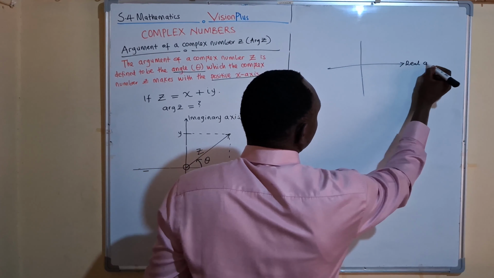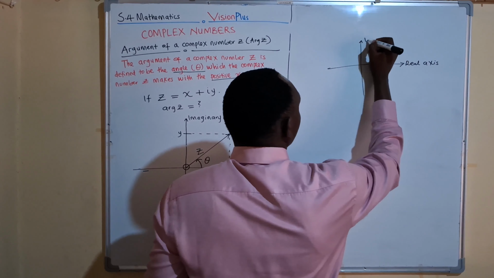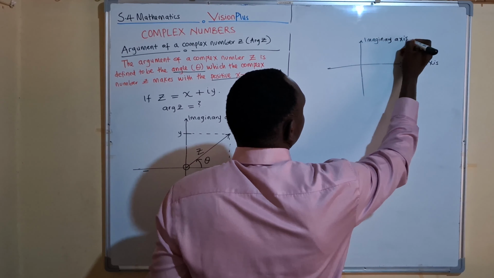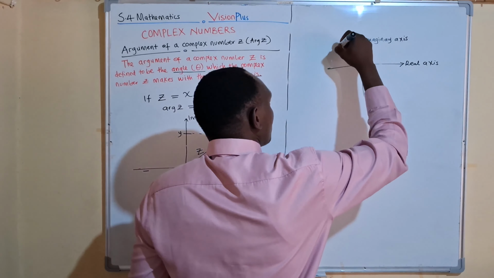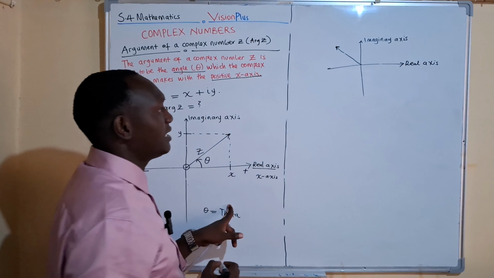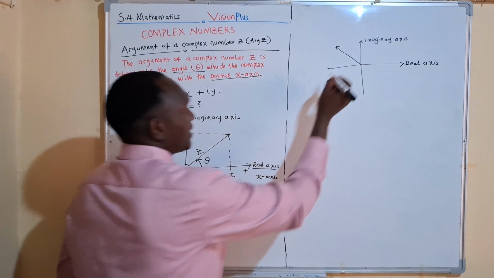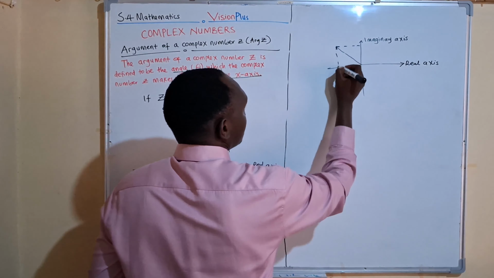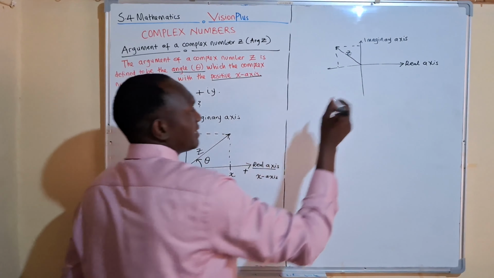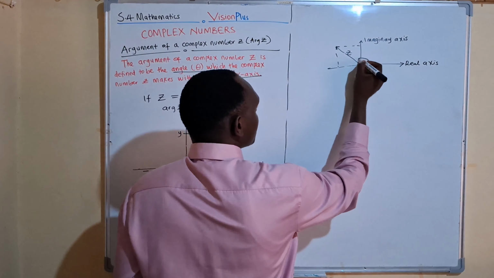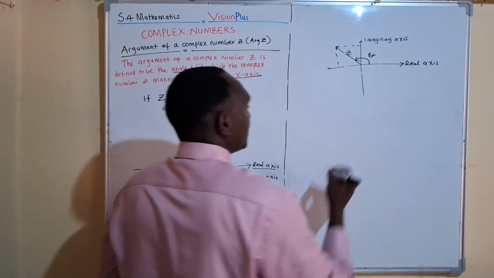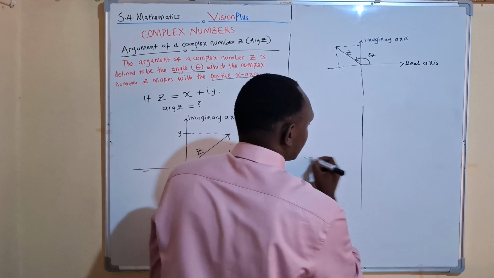This is the real axis. This is the imaginary axis. Even if the complex number was pointing in this direction, remember we shall look at very many examples. Even if it is in that format, this is the complex number, maybe z. Now, what is the argument? Still, the argument is the angle that we shall measure from the positive x-axis. This one becomes the argument. It doesn't matter where the complex number is pointing.